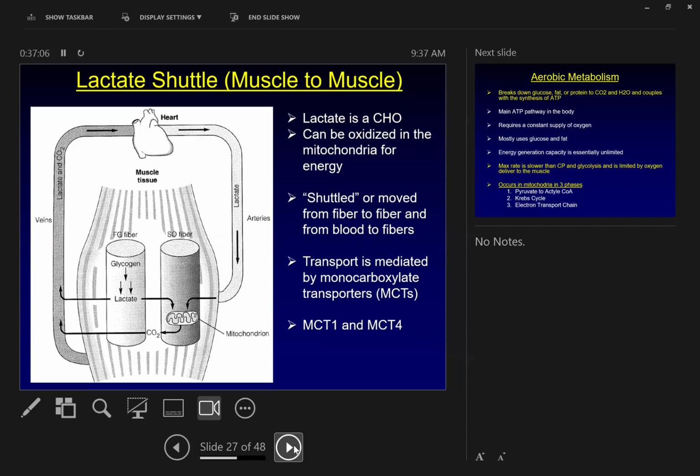You can take the lactate back into any fiber, but in controlling these rates, if you've got more type 2 fibers, you're going to make more lactic acid because of the LDH enzyme. Your heart also has LDH, and the heart has the least active LDH ever.